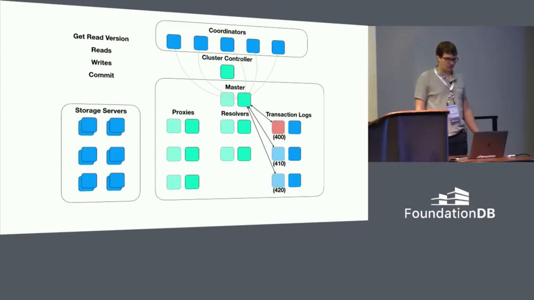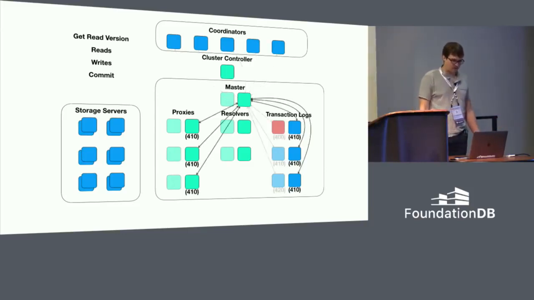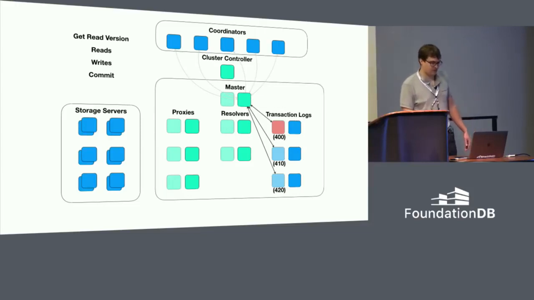When it's asking for these versions, the master is also locking these transaction logs to prevent them from accepting any additional writes in the future, basically preventing us from recruiting new logs and having the old logs continue accepting writes. The master is then going to pick the lowest of the responses it gets back from these logs, and take that and tell the next generation that they're taking ownership of the database starting at that moment.